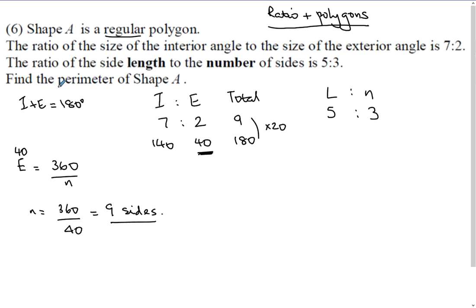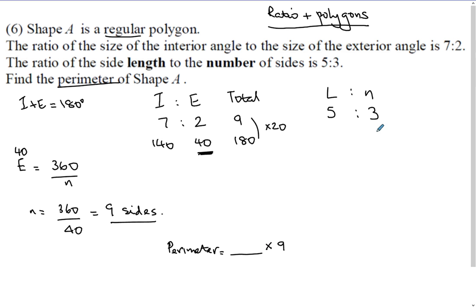Okay, we need the perimeter. Because it's a regular polygon, we're going to find the side length, and then we're going to multiply by 9, because each side will be that length. So we've got perimeter. Can you see every step of the way I always want to be one step ahead?